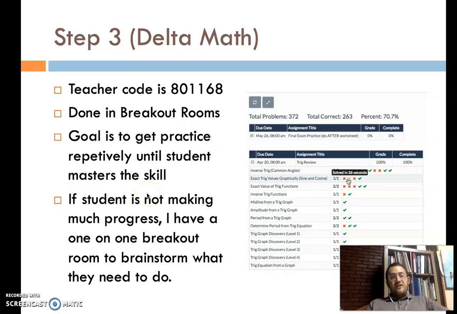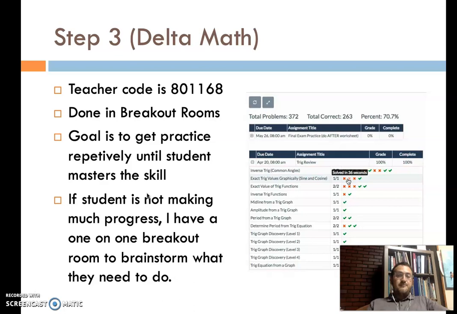They do not get penalized for incorrect answers, but they will have ample opportunities to be able to master the skill. So if the skill is easy for them, they don't do many problems, but if it is harder for them, then they do as many problems as they need until they have mastered the skill.